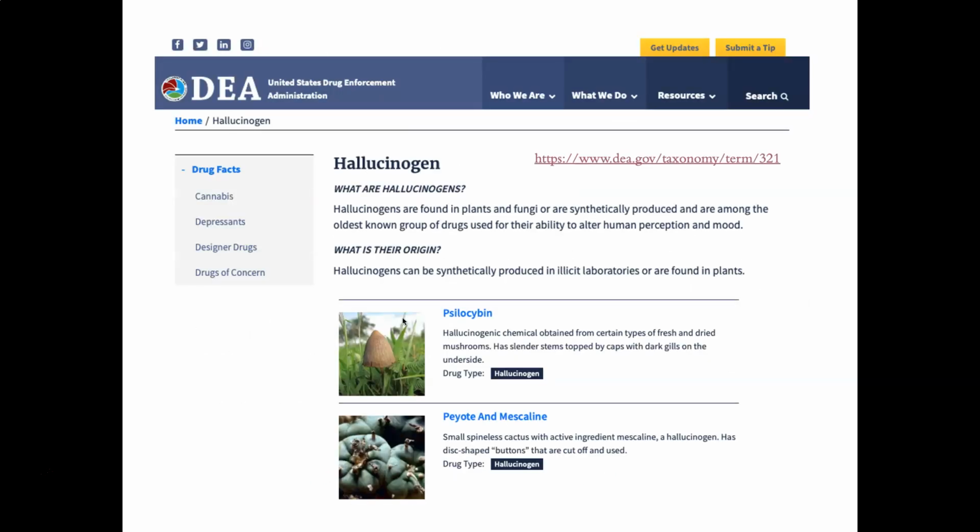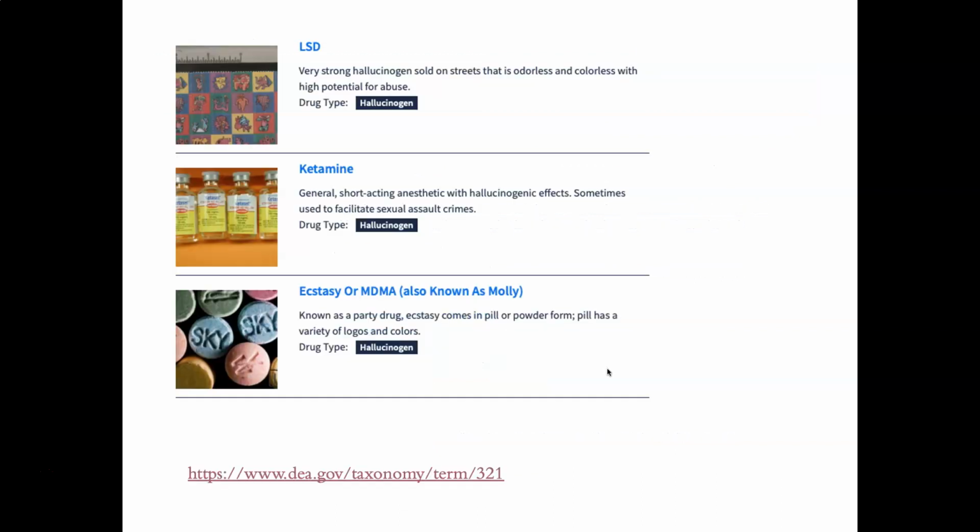All right, moving on to hallucinogens. Hallucinogens, again, alter perception and mood, and can cause issues. So there are several of these. There's psilocybin, and this comes from different types of mushrooms. There's peyote and mescaline. Those are typically from out west. LSD, ketamine. Now, ketamine is used in normal medicine. It's a short-acting anesthetic, but unfortunately, it's been misused in several ways too. So that's why it's being addressed here. And then there's ecstasy, or MDMA.